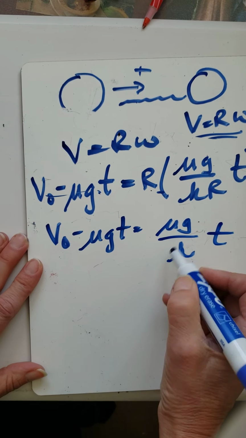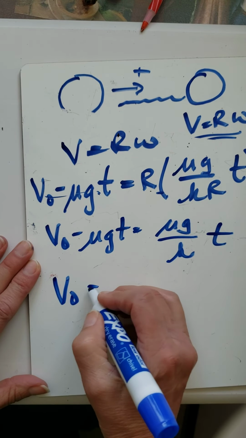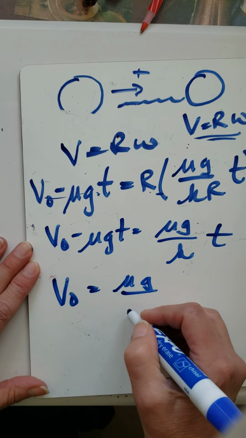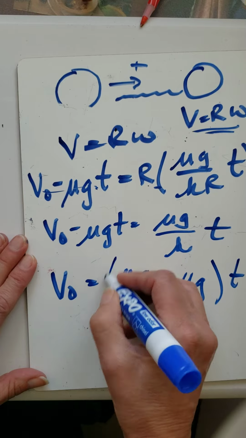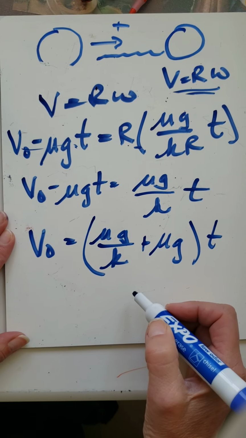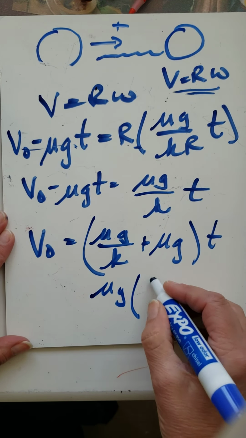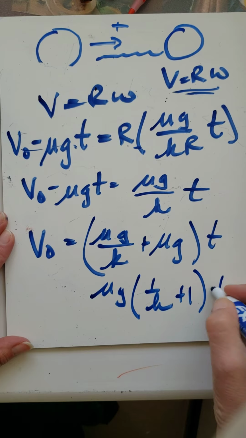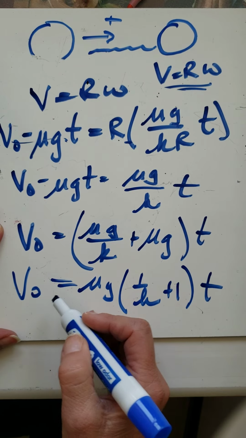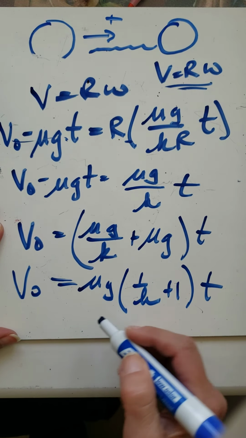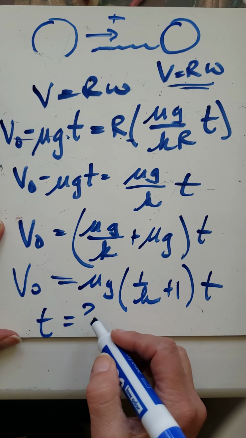And now I'm just going to combine like terms and solve for t. So I get v naught is equal to mu g over k plus mu g, whole thing times t. Looks like we can factor out a mu g t. So I get mu g, 1 over k plus 1, times t is equal to v naught. And then we can just bring all this stuff over. You can simplify this fraction. And from there, I think it's fairly straightforward that you can solve for this value of time pretty easily.